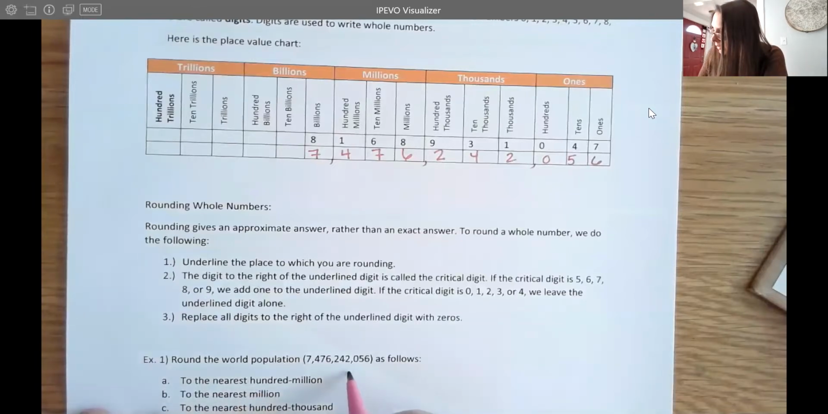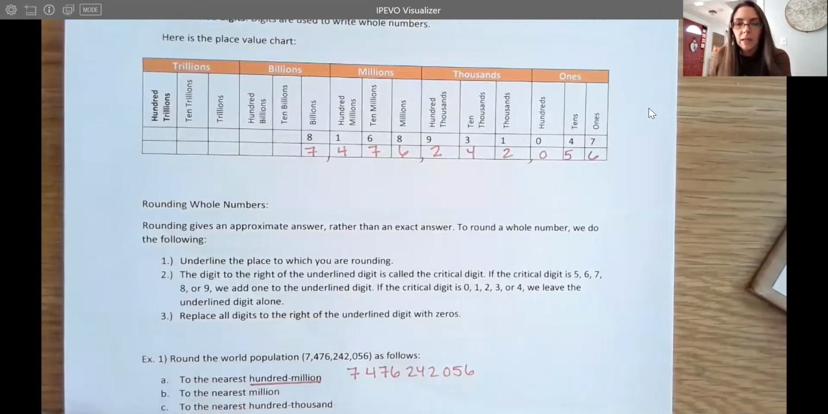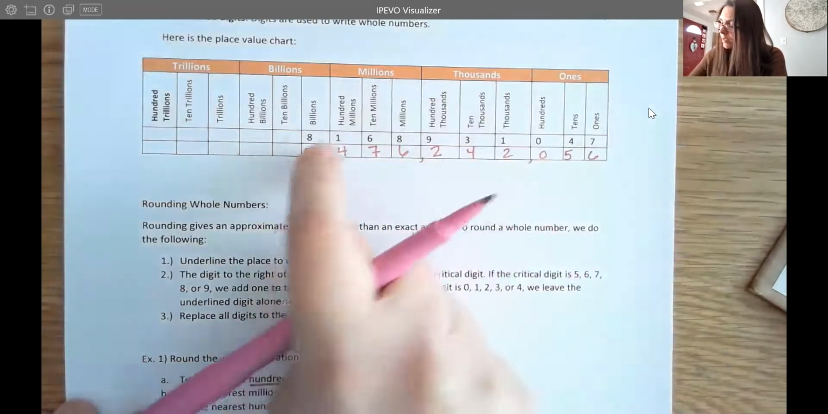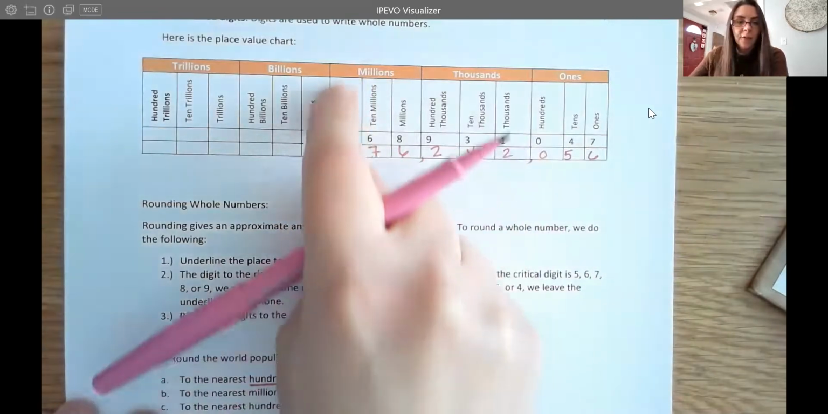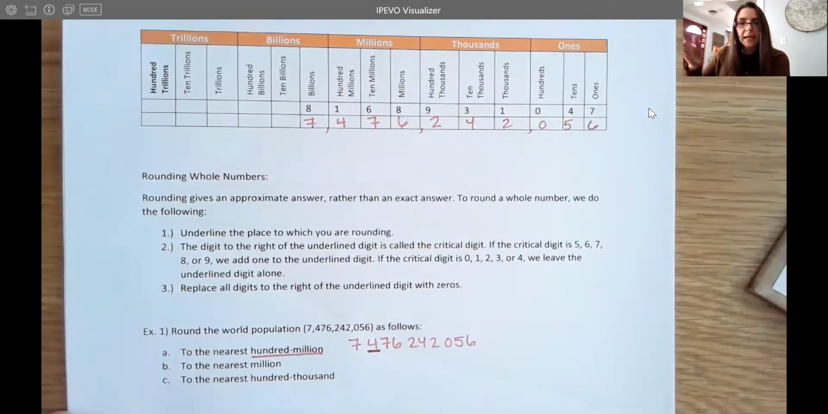So I'm just going to rewrite the number down here so I can do each example. And I'm going to underline the 100 million place value. So whatever that digit is. So if I need to, I can go back up here and say, okay, well, where's the 100 millions? And it's right here. It's at that 4. So I'm going to underline that 4. So that's going to be my last value. Everything else to the right of that is going to become a 0.